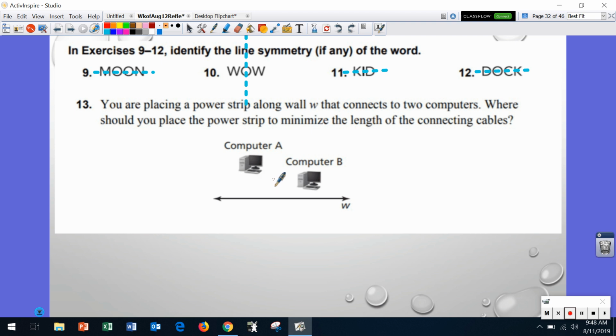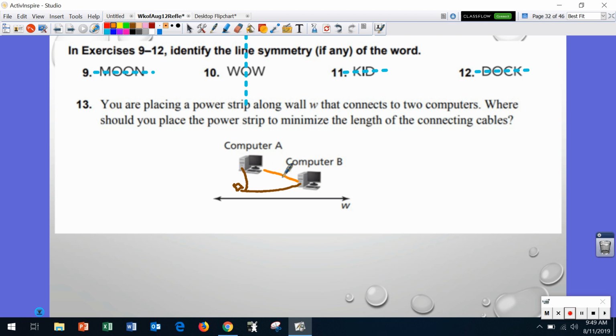So I'm going to play with this. If I put the power strip right here, then that means I would go here and I would end up going here. Alright, let's see, where else can we put the power strip? I don't think that's minimizing it. Here's what I think. If I put the power strip somewhere along this line right here, I think this would minimize the amount of cable I have to have.